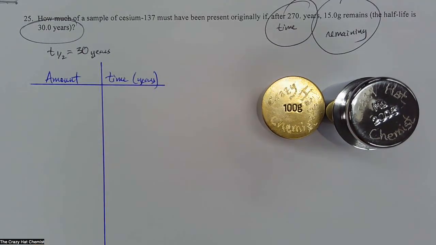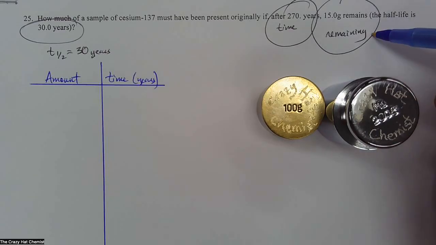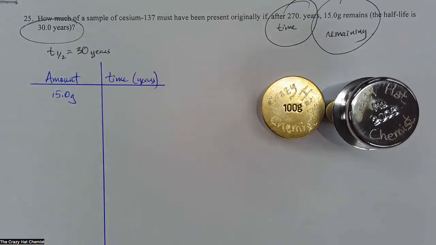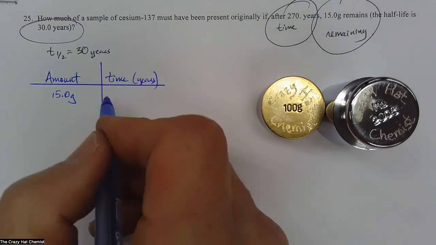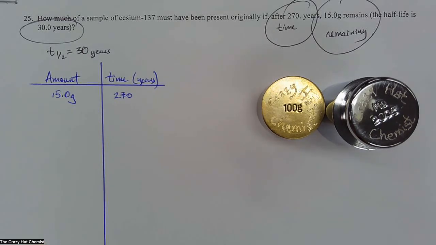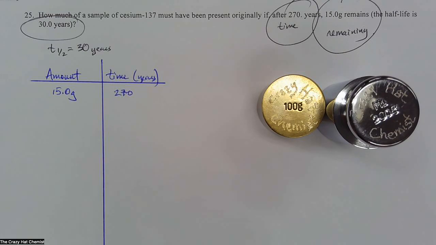Okay, so what's critical about this problem is that we have a remaining amount of 15 grams. So this is how much remains. And that is after a time of 270 years, right? Okay, so what we need to do is figure out how much was originally there. So we're going to go backwards on this, unlike what we have done on previous problems, okay? So we're going to go backwards.